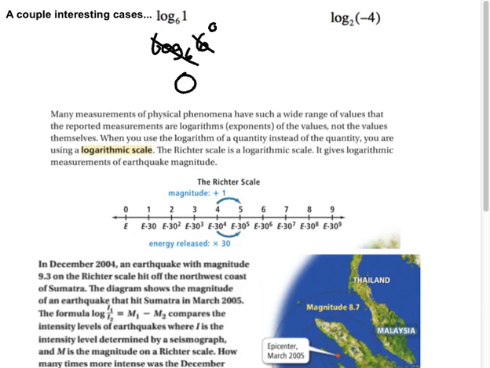So really, that would always be a 0. No matter what the base is, if you're looking for it to equal 1, that's going to take a 0 exponent. Okay? And then finally, that next one, log base 2 of -4.